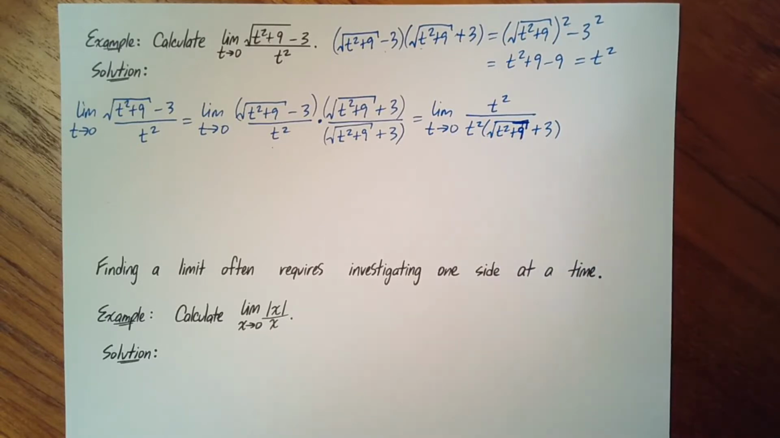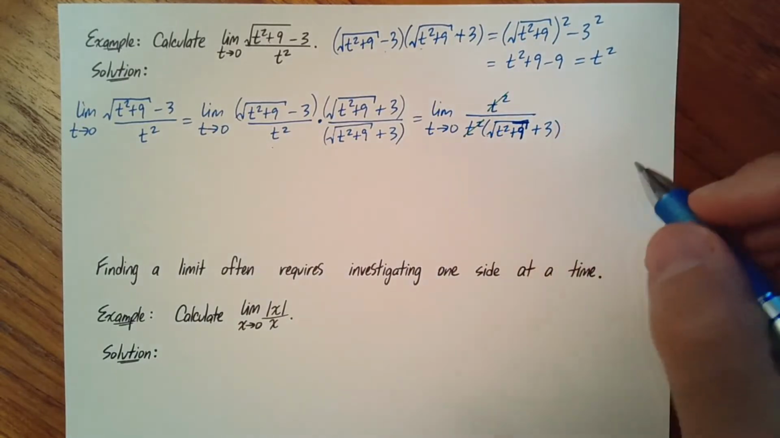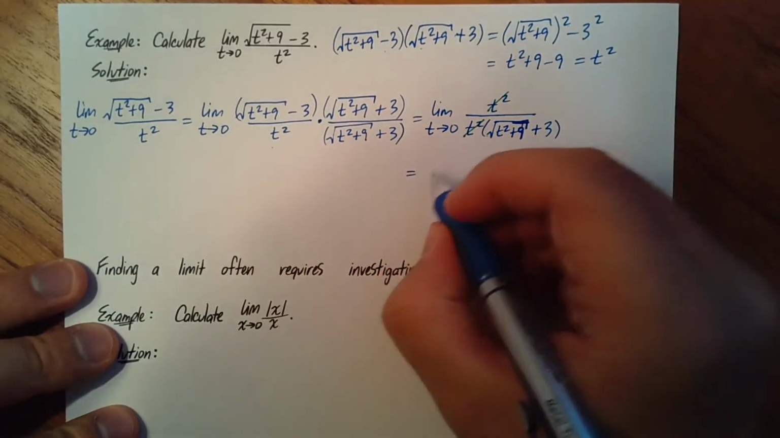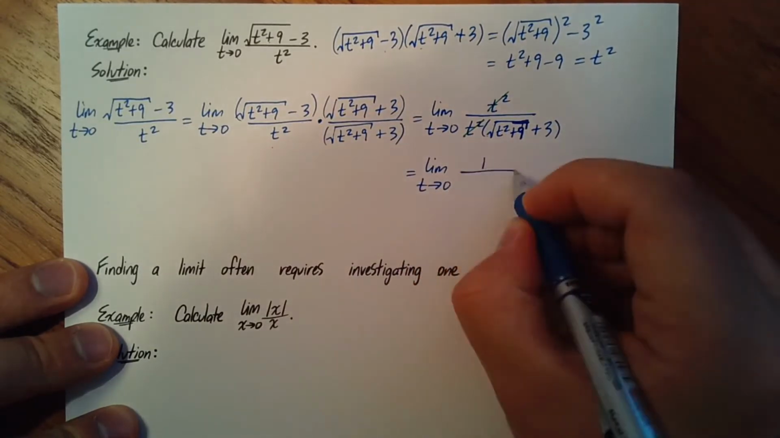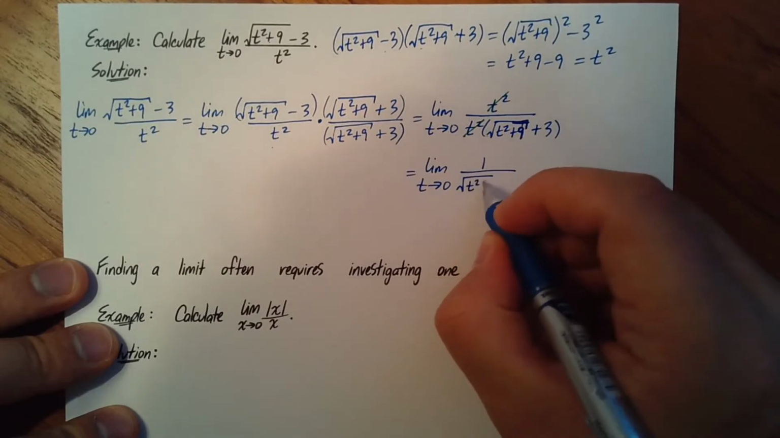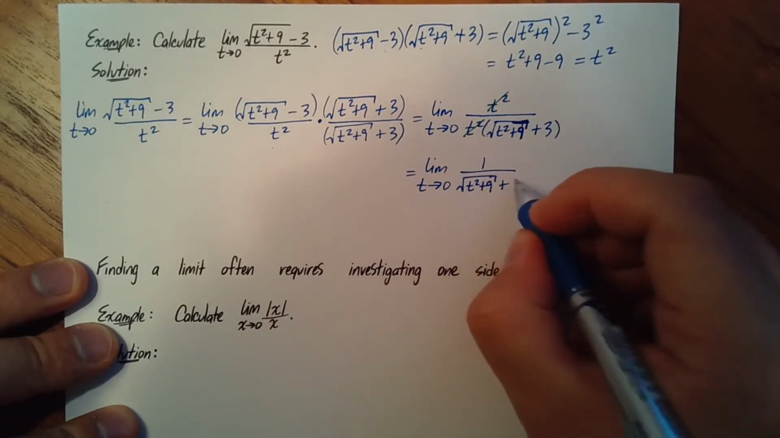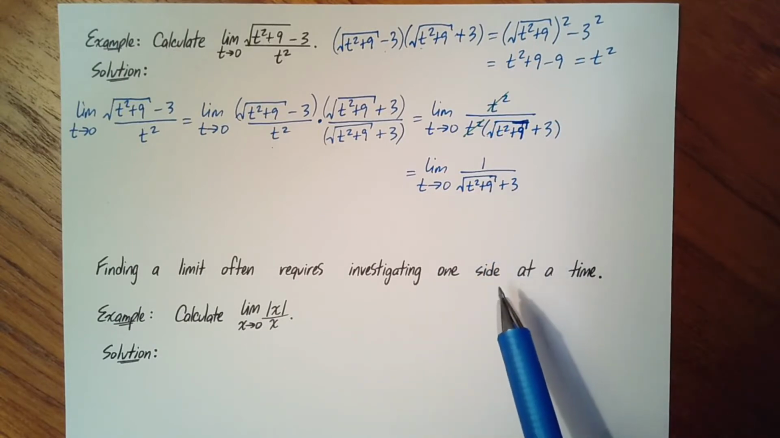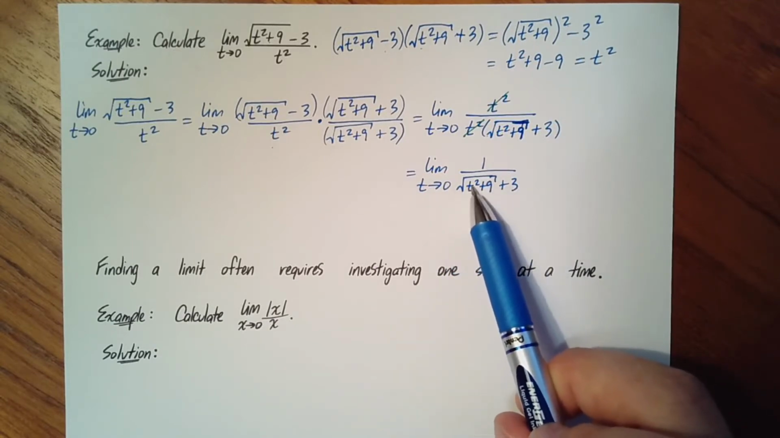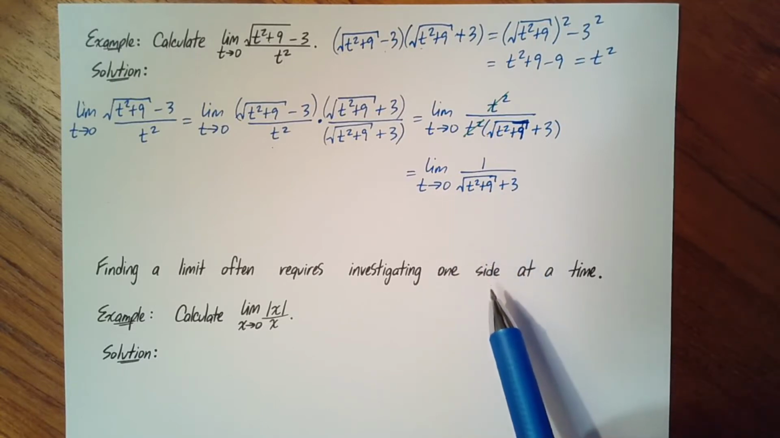But you have a common factor now in the numerator and denominator of t squared. So we can actually cancel out the t squareds, and the numerator is just going to become 1. So what we're left with now is the limit as t goes to 0 of 1 over root t squared plus 9 plus 3. Okay, so now what happens if we plug in t equals 0? Well, the numerator is 1. If you plug in t equals 0, we're going to get 0 squared plus 9 inside of the square root.